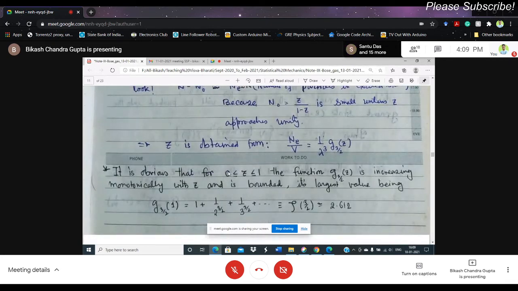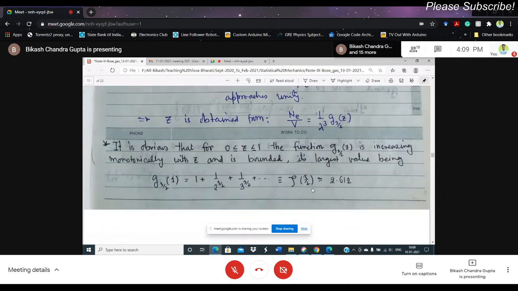It is obvious that for z between 0 and 1, the function g3/2(z) is increasing monotonically with z, and is bounded, its largest value being g3/2(1), because z is limited between 0 and 1. Then g3/2(z) will be bounded by g3/2(1), and that value we denote as zeta(3/2), which is 2.612. Now you see, the maximum value of this is this. So it cannot go beyond that.